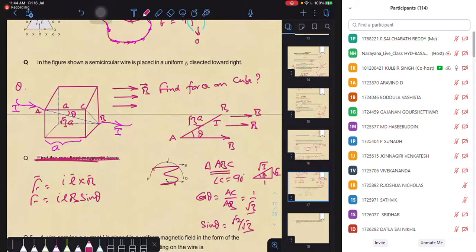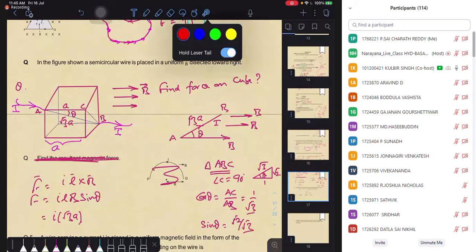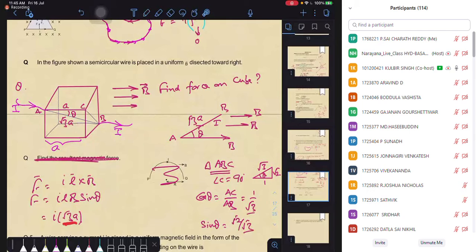So with that trigonometry, now we can say what the force is. Current is I. Length is root 3a. Whose length? Whole of the cube we can replace with the line AB. So this AB is a diagonal, body diagonal. So it's root 3a. Magnetic field is B. And the angle between them, so that gives me the force.